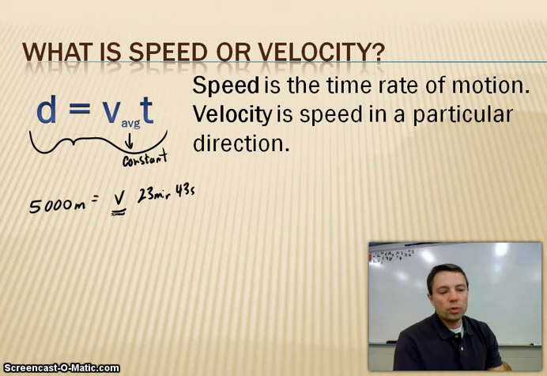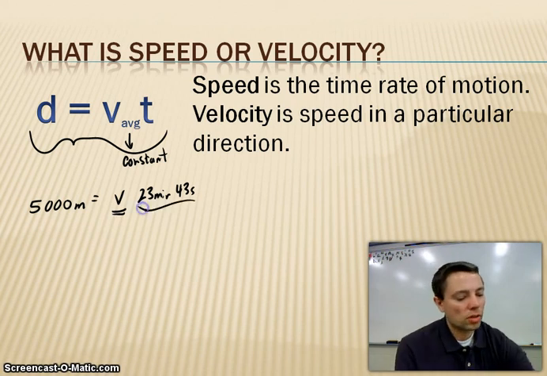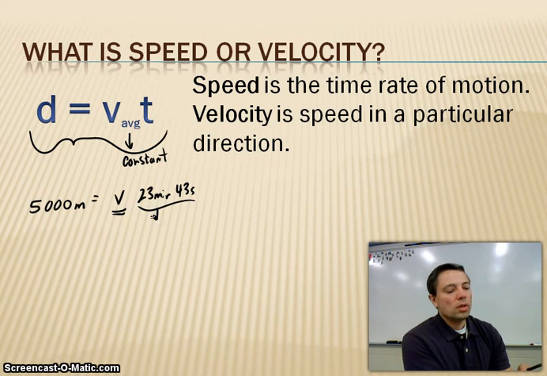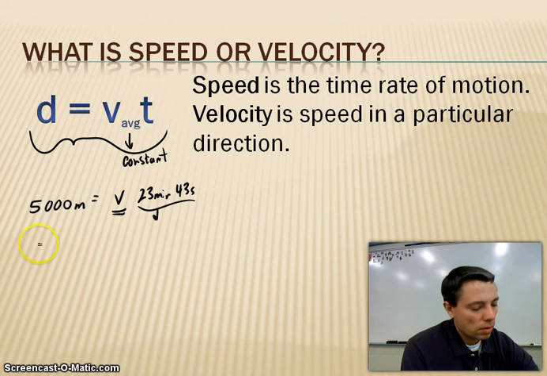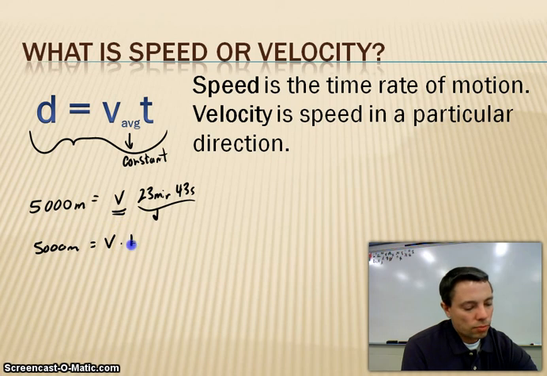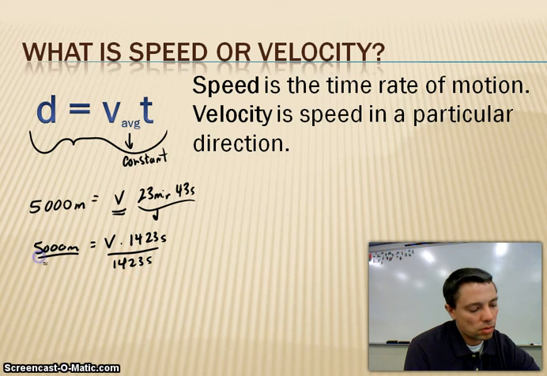So I'm going to do a little unit conversion. I'm going to change this all into seconds. Okay, so I'm going to turn on my calculator. 23 times 60 gives me the number of seconds there. Add to that the 43 seconds. So it came out to be 5,000 meters is equal to V times 1423 seconds. So I'm going to divide by 1423 seconds.